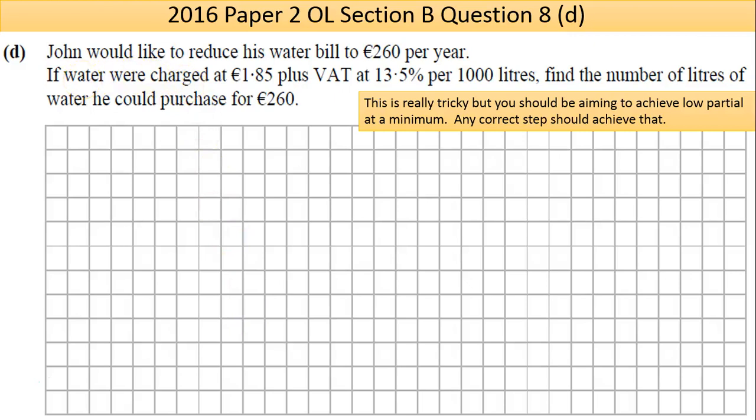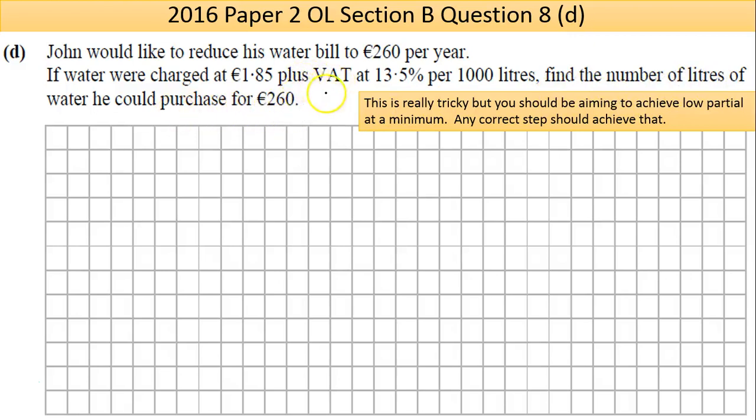Now part D here, I suppose I have a comment here on the info box. This is pretty tricky, but we'll get stuck in. Again, I would pause it, try to give yourself a go and see how far you can get. John would like to reduce his water bill to €260 per year. Okay, so he obviously has to use less water. If water were charged at €1.85 plus VAT at 13.5% per 1,000 litres, find the number of litres of water he could purchase for €260.